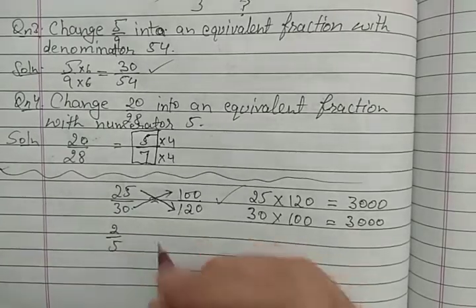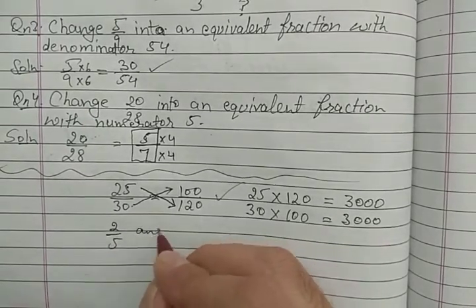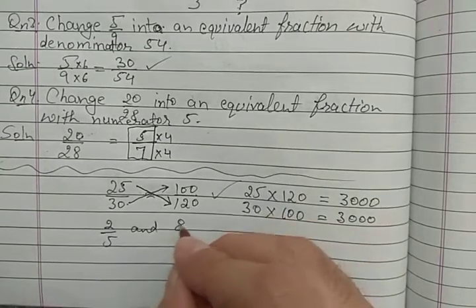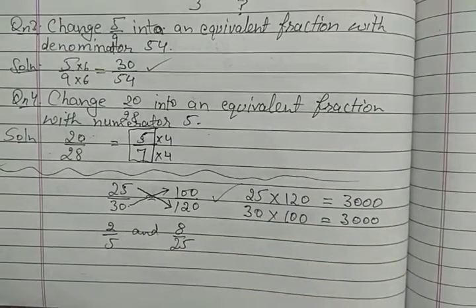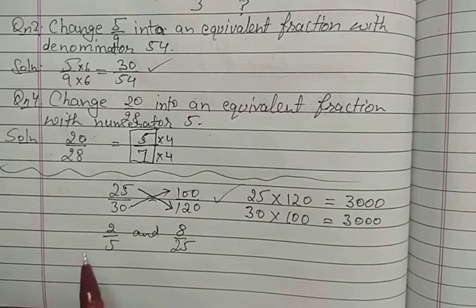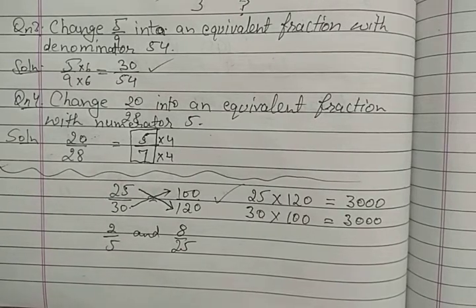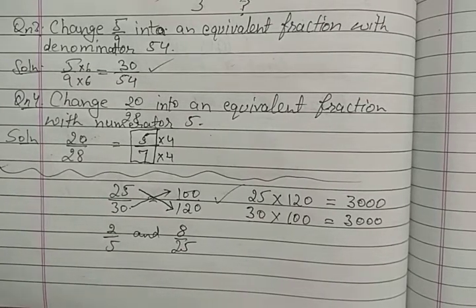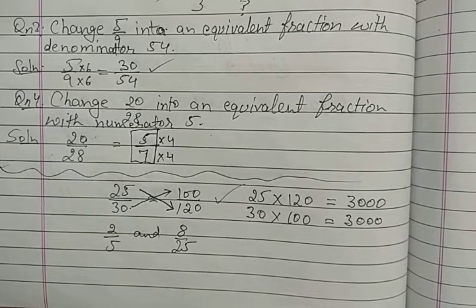2/5 and 8/25, right? Now what we have to do? We have to check whether the given fractions are equivalent or not. So by this method we will check. What we have to do? We have to cross multiply.